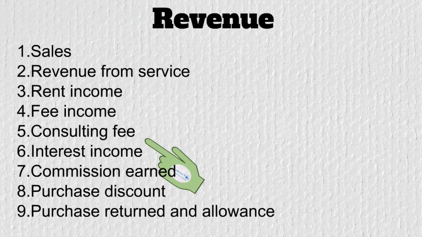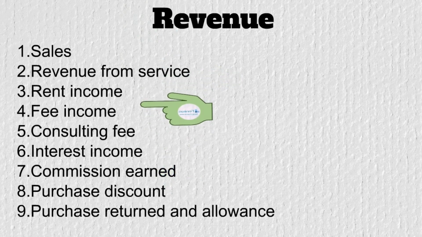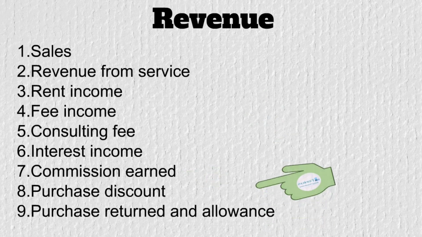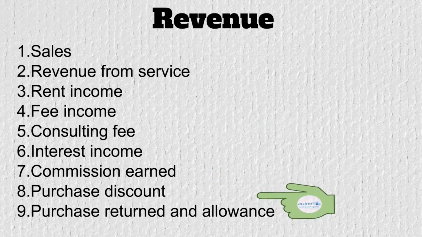Rent income, fee income, consultancy incomes are other kinds of incomes or fees that you are supposed to receive or you have received for your services or for your production. Then interest income. You have invested in fixed income securities. The amount that you will receive on a periodic basis will be considered as your interest income. For a company it will be an interest expense, but for you as an investor it will be an interest income. For your services, if you have received an income, that is considered as commission income or commission earned. Purchase discount and purchase return and allowances are again contra accounts.